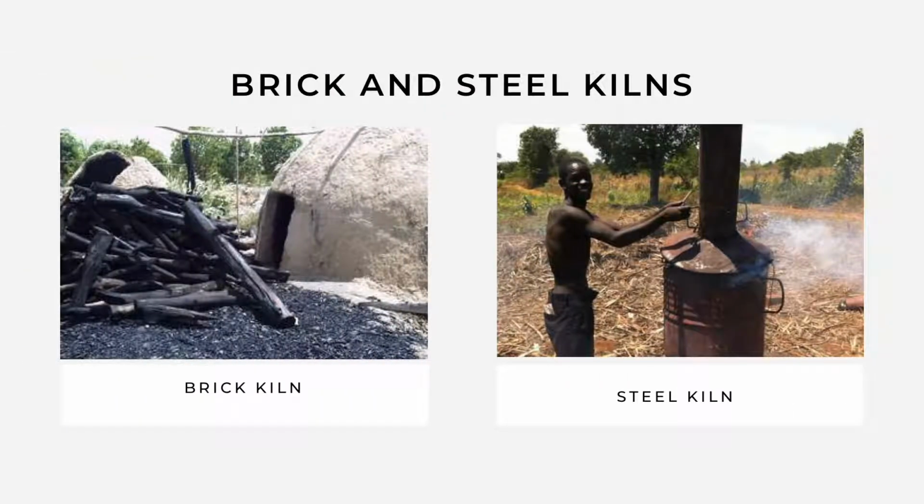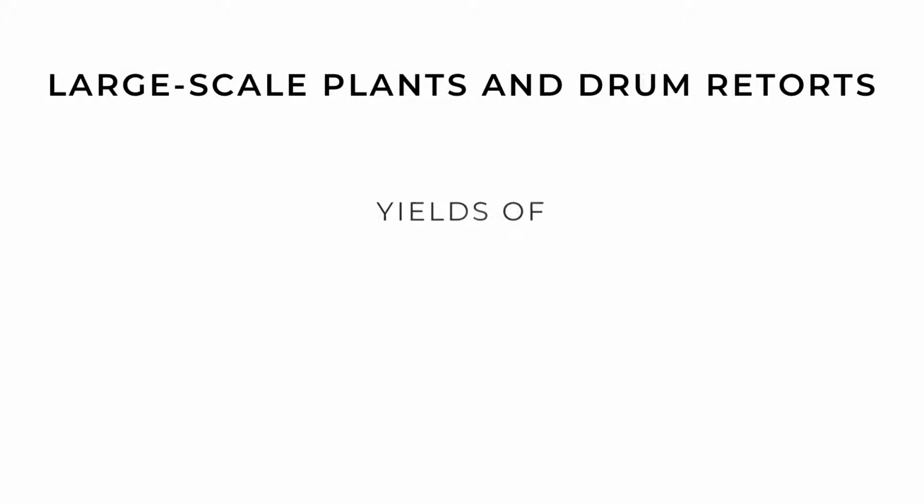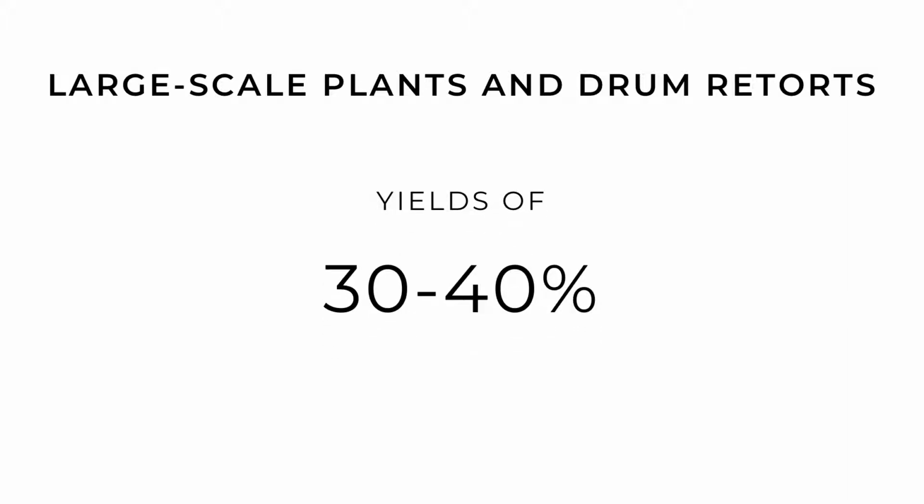Brick and steel kilns can be used in low-scale briquette production with a retention time of hours and yield of 25 to 30%. Large-scale plants, as well as drum retorts, are applied in large-scale production as they allow for continuous operations and yields of 30 to 40%.